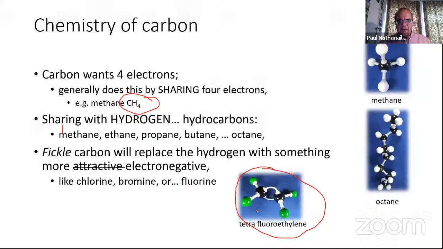There we go. So down here, we have 2 carbons, the 2 black atoms, sharing 4 electrons, 2 with chlorines and 2 with the other carbon atom. So that's the fundamental basis of organic chemistry.